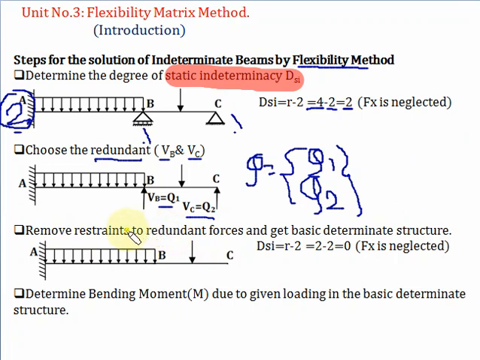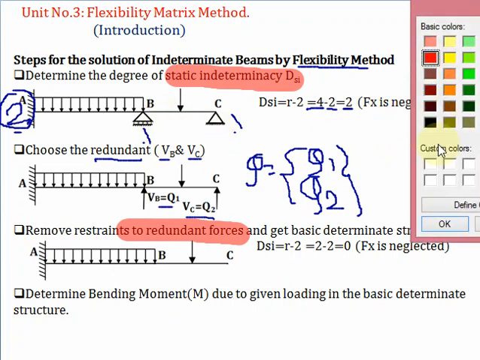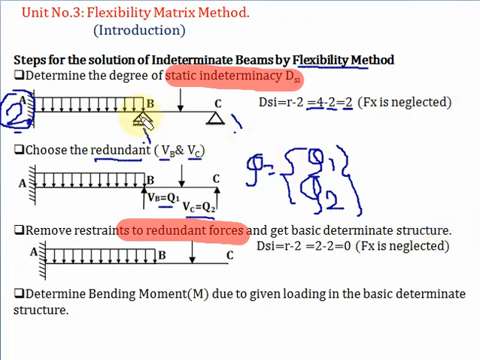Now remove the redundant forces. Now here we consider what are the redundants? Vertical reaction at B and vertical reaction at C. That means here what you have to do? Here we have to remove the roller support at B and hinge support at C. So in this figure, we have removed the roller support at B and hinge support at C.